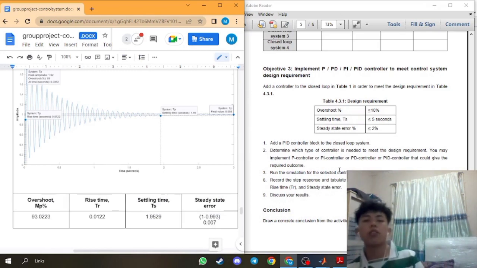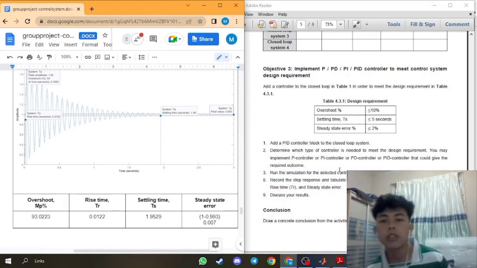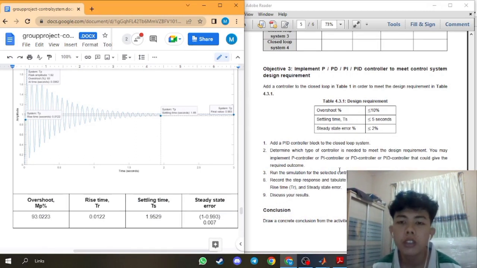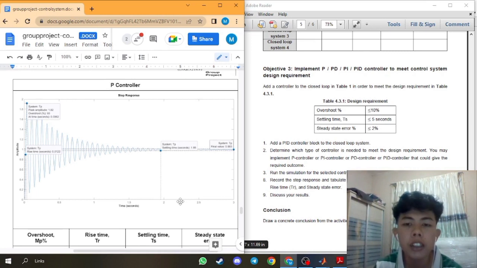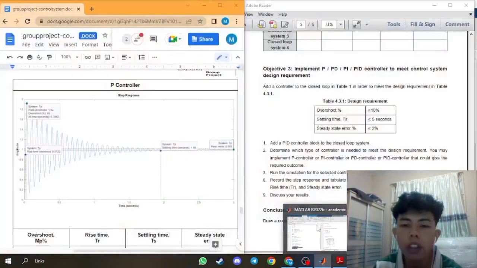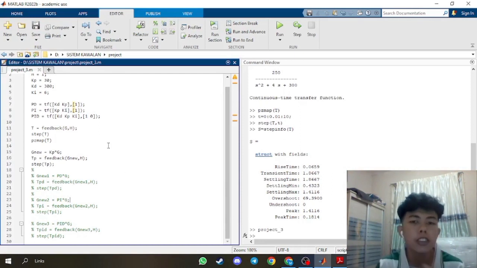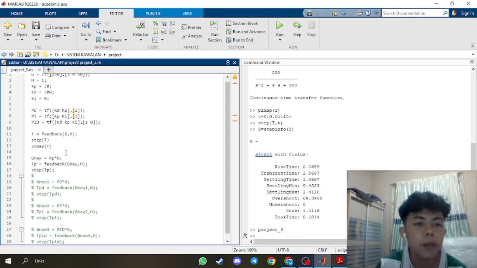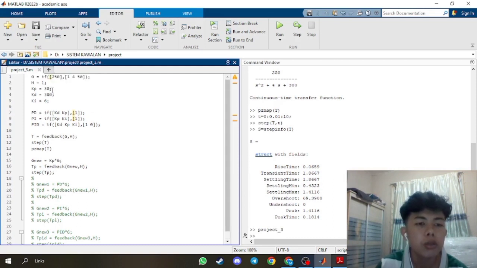Okay, for objective 3, implement P, PD, PI, PID controllers to meet the control system design requirements. The design requirement is overshoot below 10%, settling time below 5 seconds, and steady state error below 2%. So how I do this objective, I use this editor, so it is easier for me to get the answer. I use KP equal to 30, KD equal to 300, and KI equal to 6. This is my transfer function.